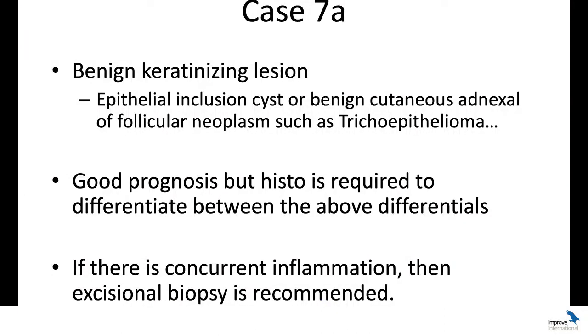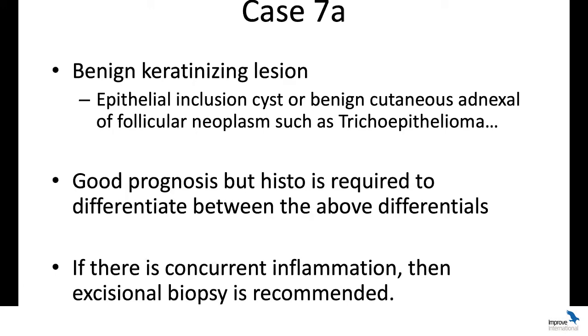So 7A, very common. It was a benign keratinizing lesion. This could be either an epithelial inclusion cyst or a cutaneous adnexal or follicular neoplasm, such as trichoepithelioma, pilomatricoma. They have these varied ugly names, but they're actually quite benign. They have a really good prognosis, but actually histo is required to differentiate between the two of them. And one obviously is a non-neoplastic lesion, and the other one is neoplastic, but it's a benign neoplasm.